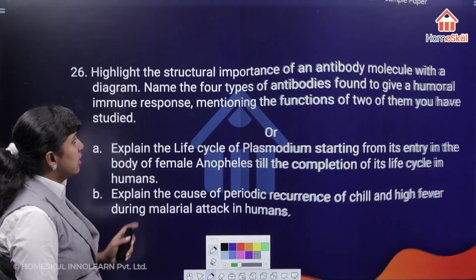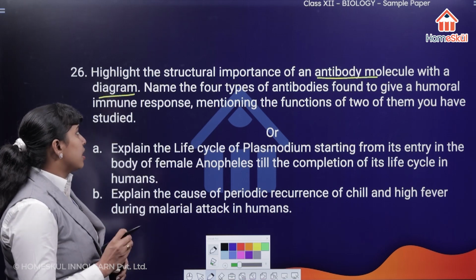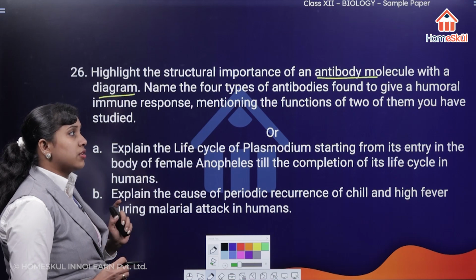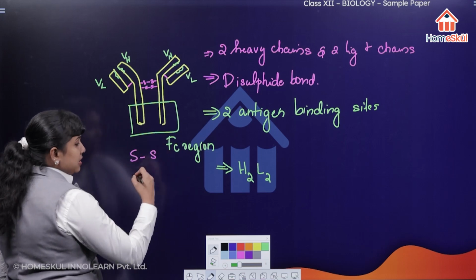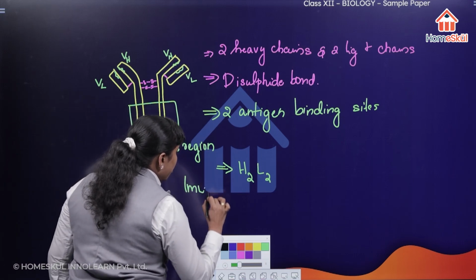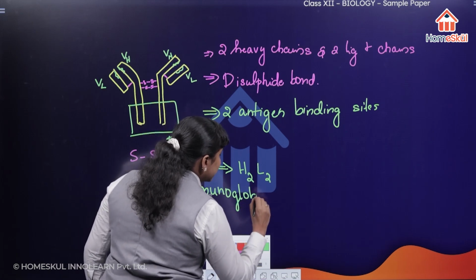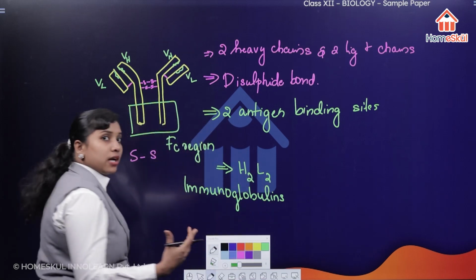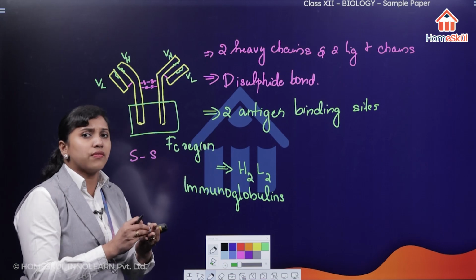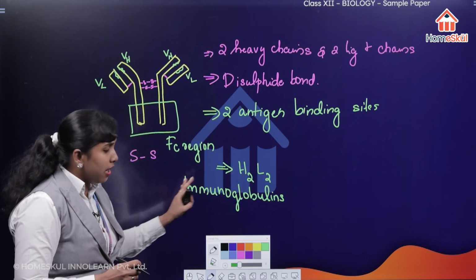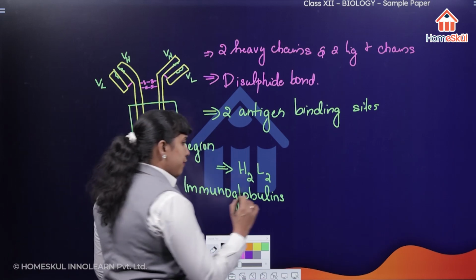And what was the second part? See, name the 4 types of antibodies found to give a humoral immune response, mentioning the functions of 2 of them that you have studied. So, we know that antibodies are otherwise known as immunoglobulins, because they provide us with immunity and they belong to a class of glycoproteins known as globulins. And the antibodies are of different types, isn't it?